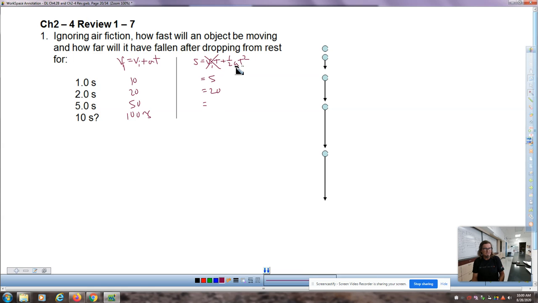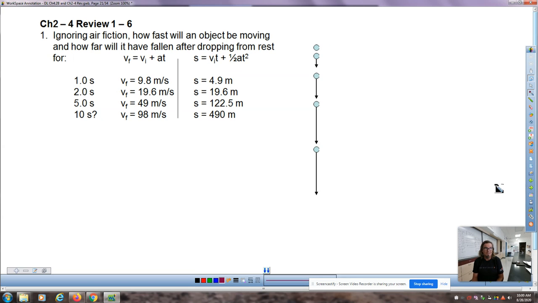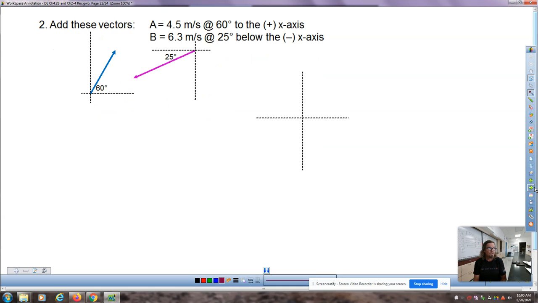Let's see here. 125? 5 times 25? I think 125. You know what? How about we just go to our answers? Yeah, okay. 125 is what I was going to say based on 10. Good. It just felt too big, but it's not. The parabolic nature, it gets really big. And then you can see by 10 seconds, our distance is ginormous. So be able to solve those equations, free fall stuff.